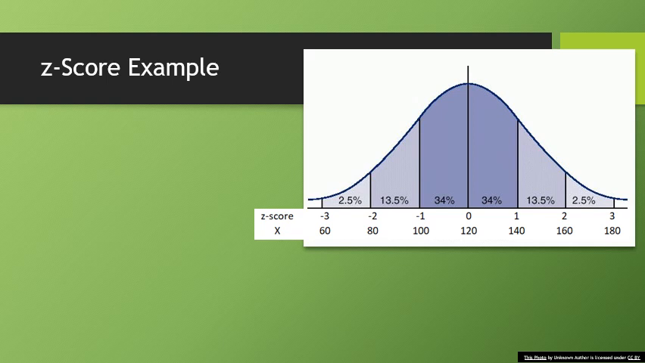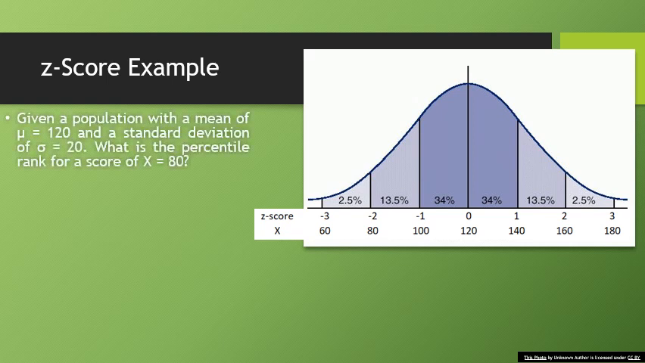So let's look at a second Z-score example. Given a population that has a mean of 120 and a standard deviation of 20, what's the percentile rank for a score of X equals 80? So what you want to do first is fill out your table. Again, Z-scores go from -3 to +3, and we know that the mean of 120 should be placed right at the Z-score equal to 0. And then with the standard deviation of 20, we're just counting by 20s to get to the next one. So if we start at 120 and add 20, we get 140. That's equal to a Z-score of 1. 160 equals a Z-score of 2, and so forth and so on. Go ahead and fill out your chart.